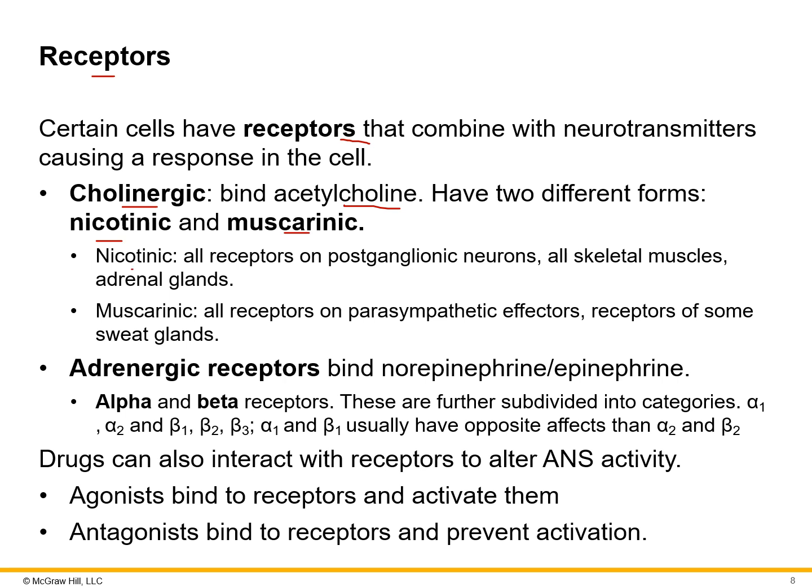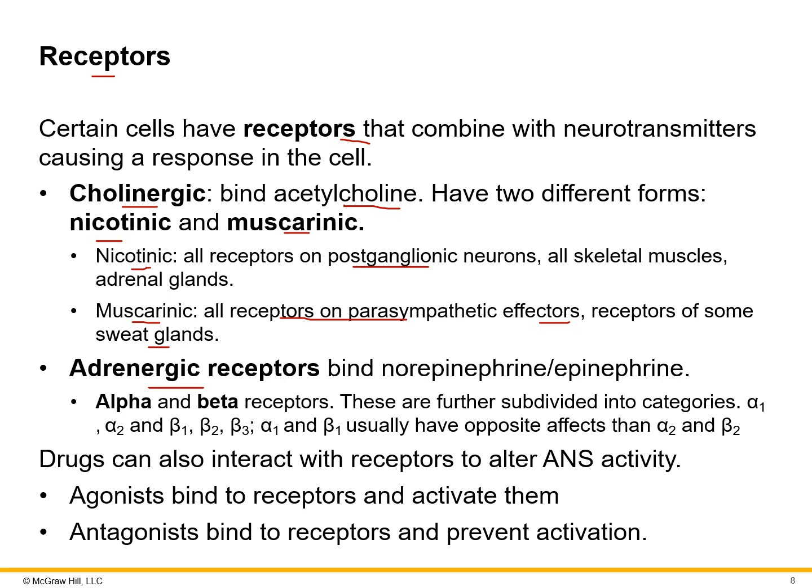Now, nicotinic receptors are all the receptors of the postganglionic neurons, so all the skeletal muscles and adrenal glands. Muscarinic are all the receptors of the parasympathetic effectors, so what they're landing on, and of some sweat glands.